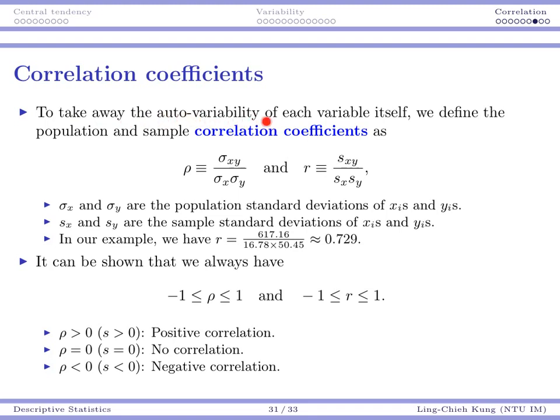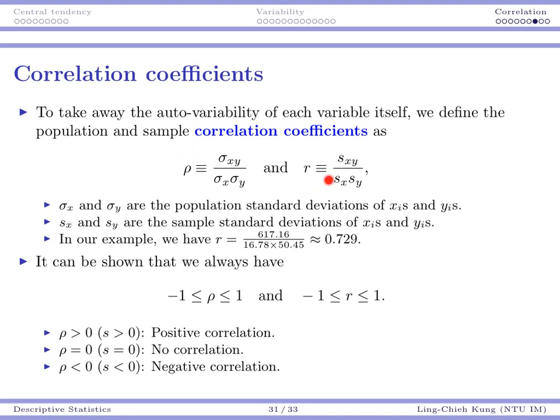To take away the variability of each variable itself, we define correlation coefficients for population and sample this way. Basically, we take the covariance and divide it by the standard deviation of each set. In our example, we are talking about sample correlation, so we use the sample standard deviation for each variable. Once we complete this division, we get 0.729 as our sample correlation coefficient.